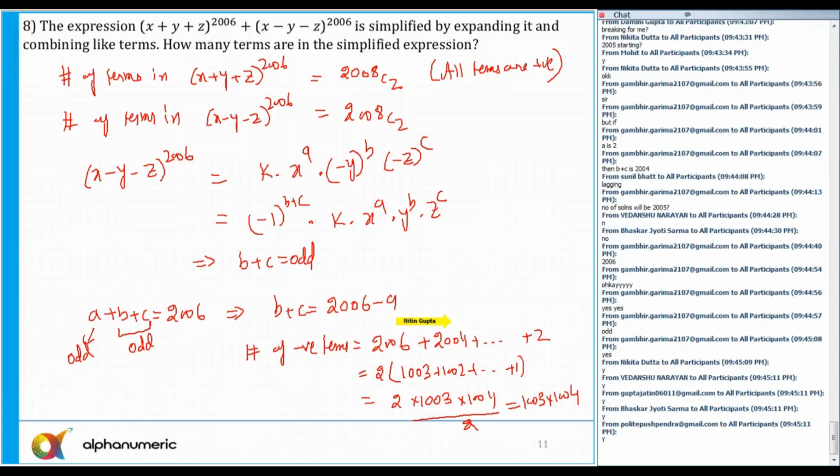So what is the answer of this question? It will be simply equal to 2008 C2 minus 1003 into 1004. And once your understanding is there, you do not need to write so many things. You can do it orally in fact. So these solutions we can read orally. Can we move to the next slide? Please tell me now.